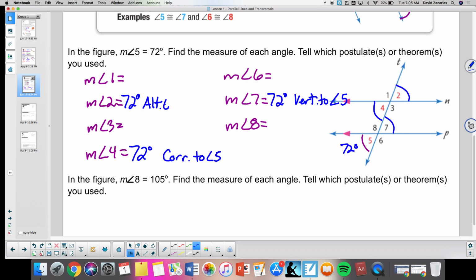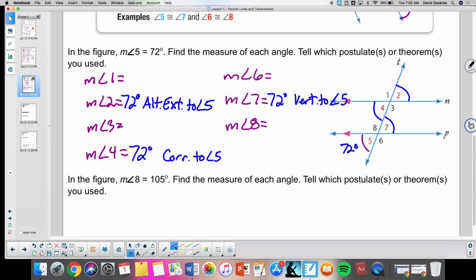Angle 5 and angle 2 are alternate exterior angles, and we learned that those are congruent as well. Alternate exterior to angle 5, and there's many different ways to figure this out. We could have said angle 2, and now that we know 7 is 72, we could have said angle 2 and 7 are corresponding. That's why we know it's 72. Or we could have said, since we know angle 4 is 72 degrees, we could say angle 2 is 72 degrees because it's vertical to angle 4.